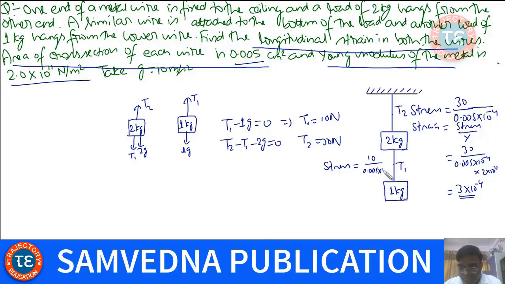Stress is going to be 10 upon, right, and strain would be stress upon Young modulus. So the only difference is that in place of 30 we have 10 over here. So strain will be 1/3, so 1 into 10 to the power minus 4. That will be the strain. Make a stress 1/3, so strain will also become 1/3. Right. So that's how we can find it.